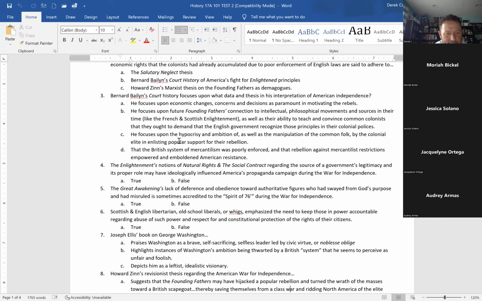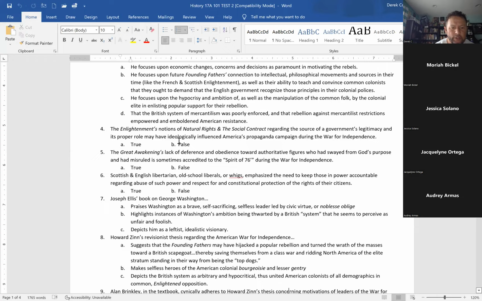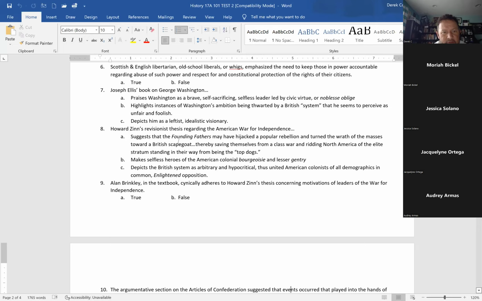Joseph Ellis's book on Washington. I hope you read that one. It shows his ambition being thwarted in a system that he perceived to be unfair and foolish. B. Howard Zinn's thesis was super revisionist, that the founding fathers hijacked a popular rebellion and turned the wrath of the masses toward a British scapegoat. A.